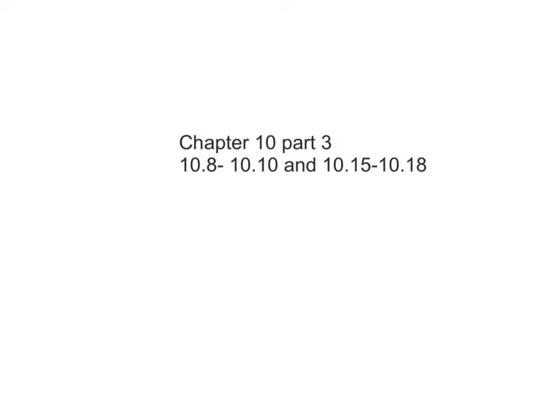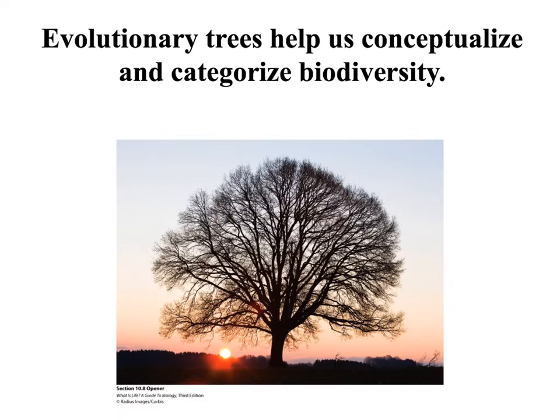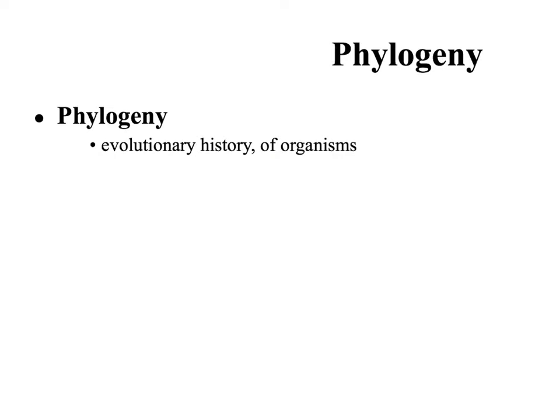In this lesson, we will be covering Chapter 10.8 through 10.10 and 10.15 through 10.18. We're first going to look at some evolutionary trees. These trees help us to conceptualize and categorize biodiversity. Evolutionary trees can also be called phylogenetic trees. A phylogeny is the evolutionary history of organisms. So these phylogenetic trees are going to be one way that we can look at the evolutionary history of organisms and which other groups are closely related to them.